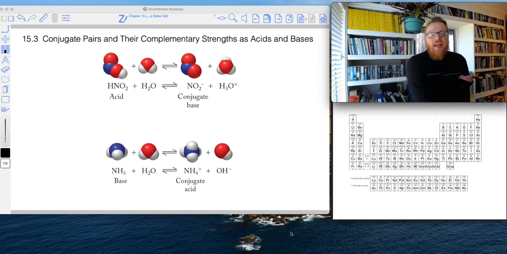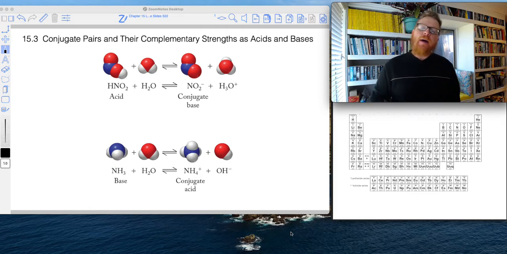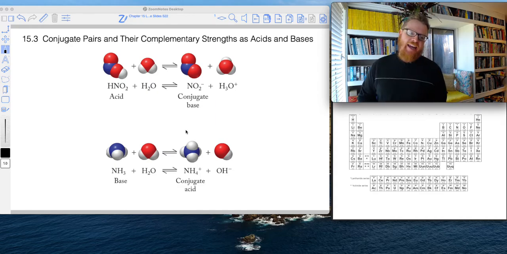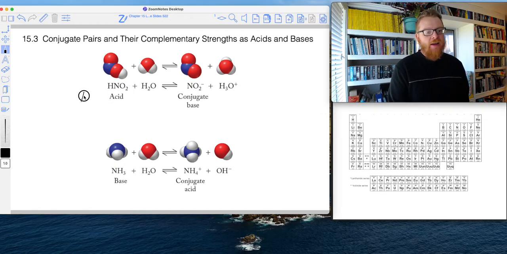Okay, so for this last mini lecture of the day, we're gonna now look at conjugate pairs and their complementary strengths. All right, and on some of my slides, I've had this conjugate thing labeled and I didn't talk about it. So we're gonna talk about it now. All right, so we remember that HNO2 is nitrous acid and it's a weak acid. So I'll just write nitrous acid, okay?